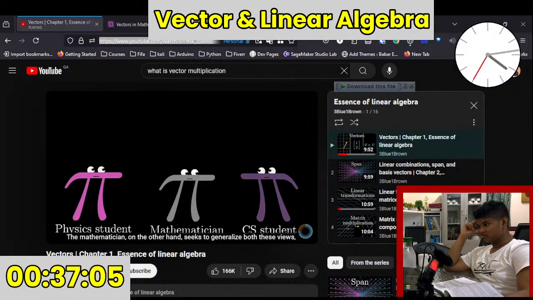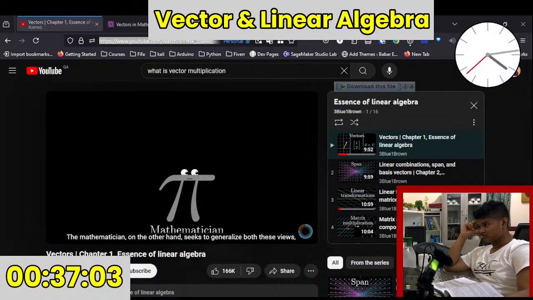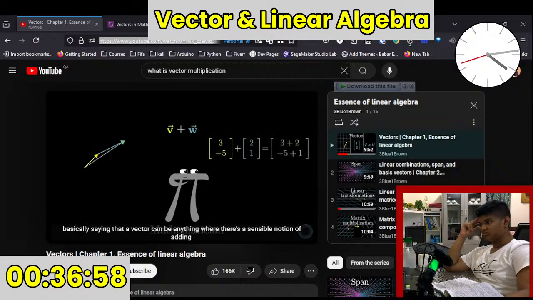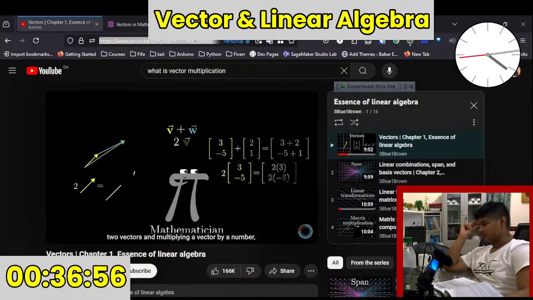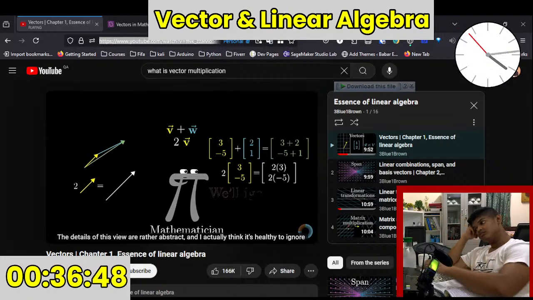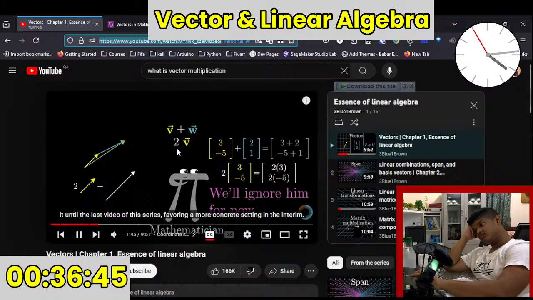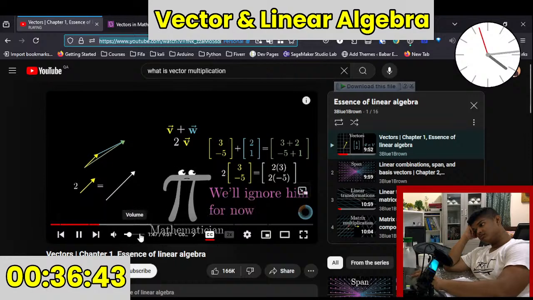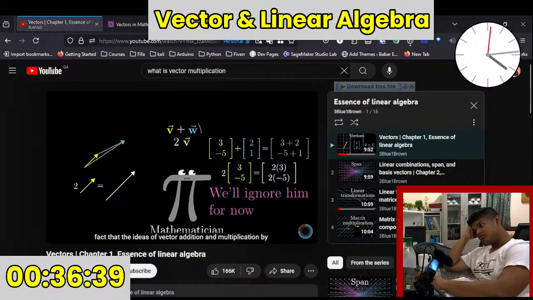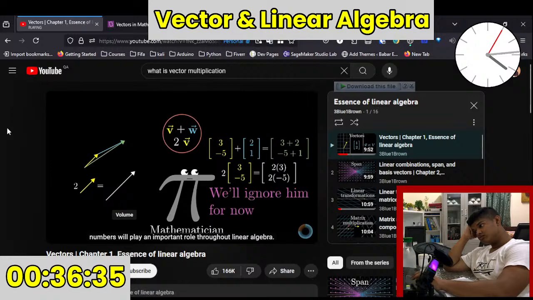The mathematician, on the other hand, seeks to generalize both these views, basically saying that a vector can be anything where there's a sensible notion of adding two vectors and multiplying a vector by a number, operations that I'll talk about later on in this video. The details of this view are rather abstract, and I actually think it's healthy to ignore it until the last video of this series, favoring a more concrete setting in the interim. But the reason I bring it up here is that it hints at the fact that the ideas of vector addition and multiplication by numbers will play an important role throughout linear algebra.